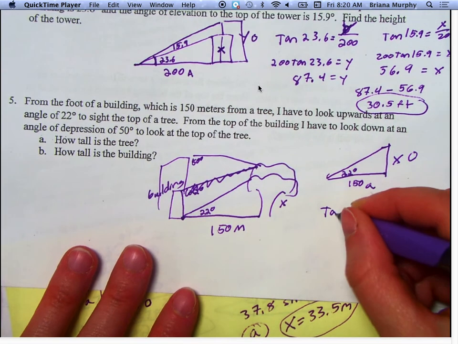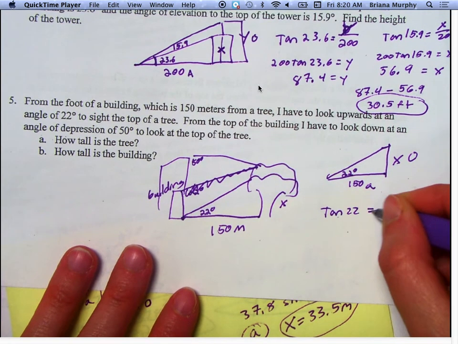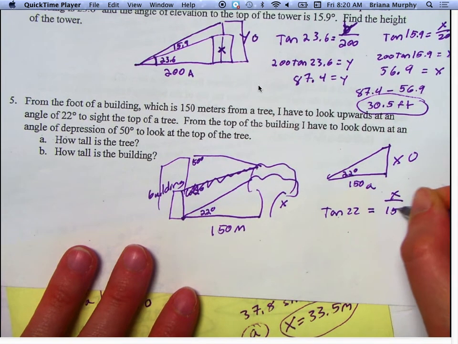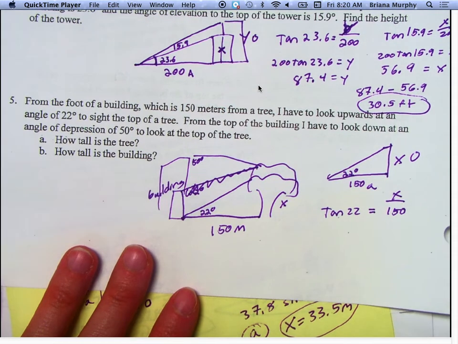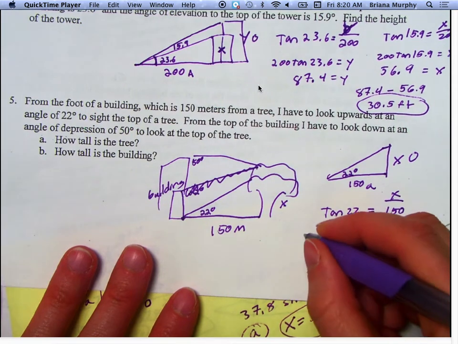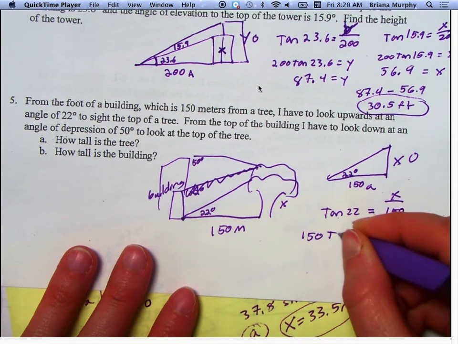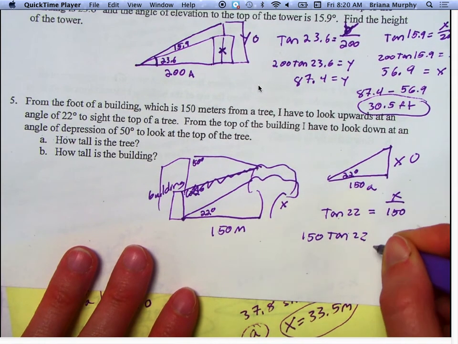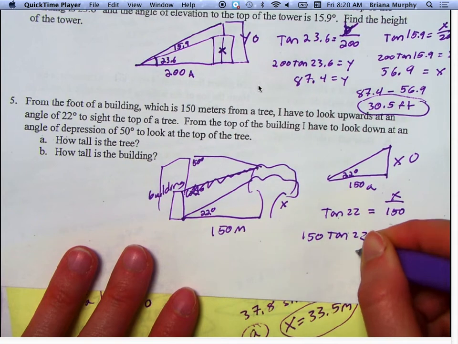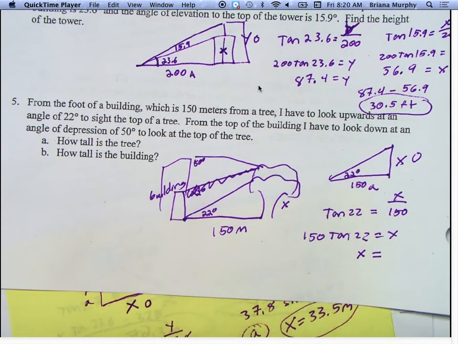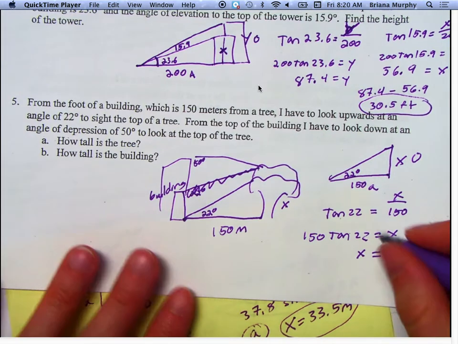I'm going to say tan 22 equals x over 150. Then what am I going to do? Not divide, but multiply 150 on both sides. 150 tan 22 equals x. So I stick it in my calculator and I get x equals, what do we get, guys? 60.6 meters.